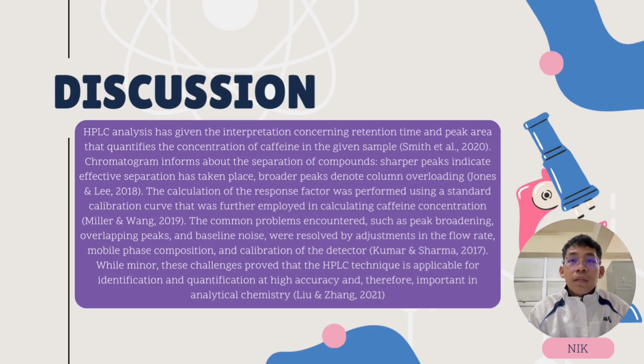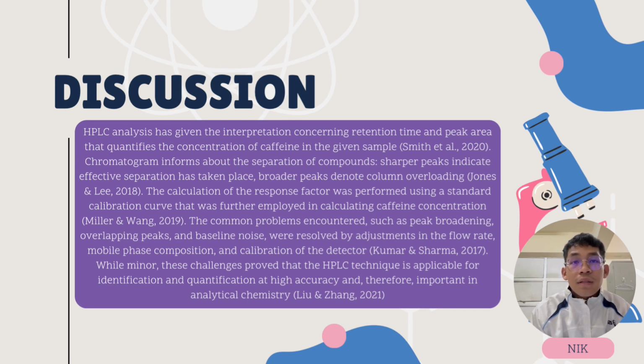HPLC analysis has given the interpretation concerning retention time and peak area that quantifies the concentration of caffeine in the given sample. The chromatogram informs about separation of compounds. Sharper peaks indicate effective separation has taken place, while broader peaks denote column overloading. The calculation of the response factor was performed using a standard calibration curve that was further employed in calculating caffeine concentration. The common problems encountered, such as peak broadening, overlapping peaks, and baseline noise, were resolved by adjustment in the flow rate, mobile phase composition, and calibration of the detector.